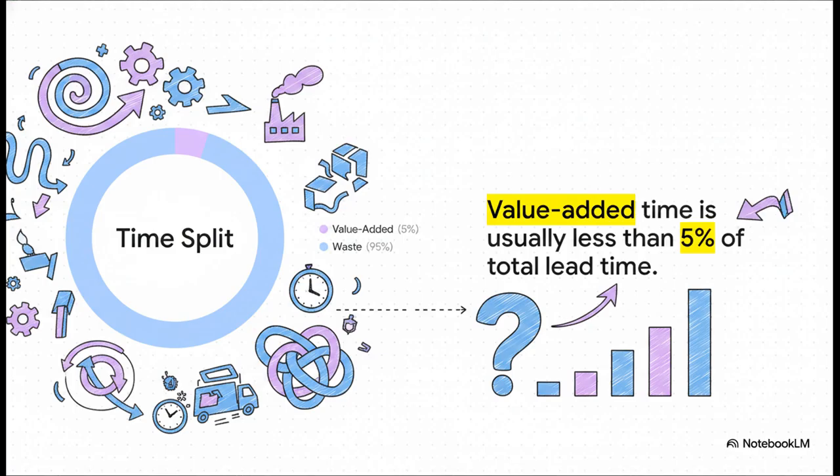Less than 5%. That means a staggering 95% of your project lifecycle is consumed entirely by non-value-added time, or waste. This massive chunk of lost time is mostly waiting for approvals, moving materials around unnecessarily, and all those hidden delays we just kind of accept as the way things are done.